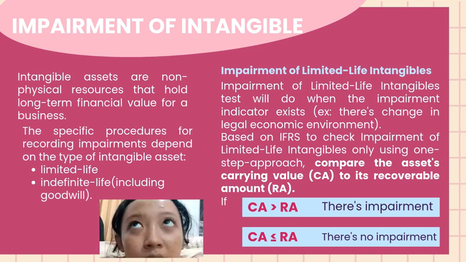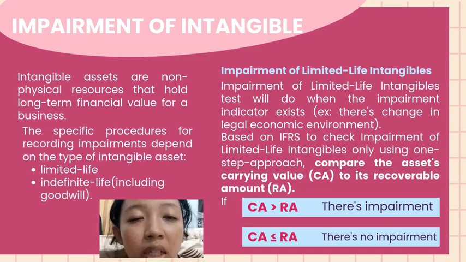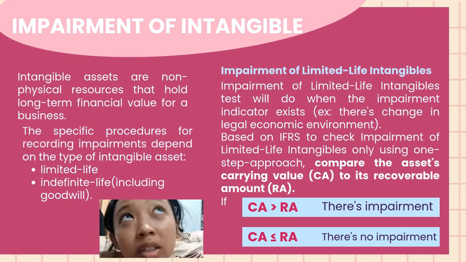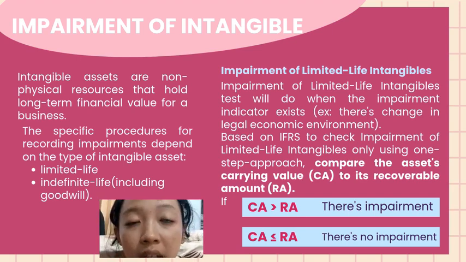So we will talk about the impairment of limited life intangibles. In this method, we test when an impairment indicator exists. So it is only tested when there's an impairment indicator, for example, a change in a law in the country that may affect the company.